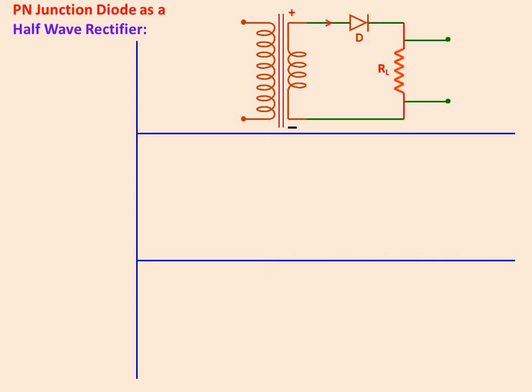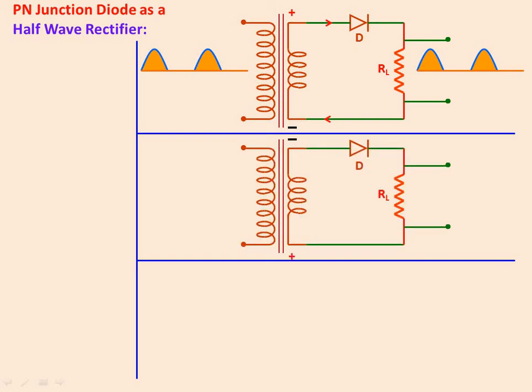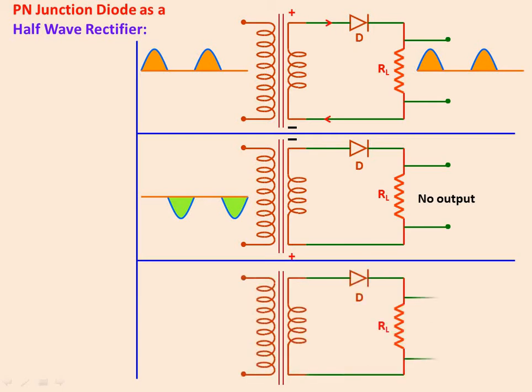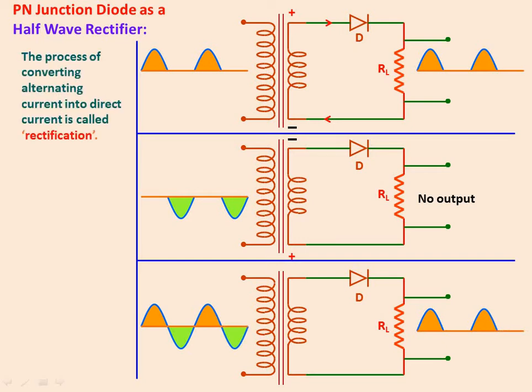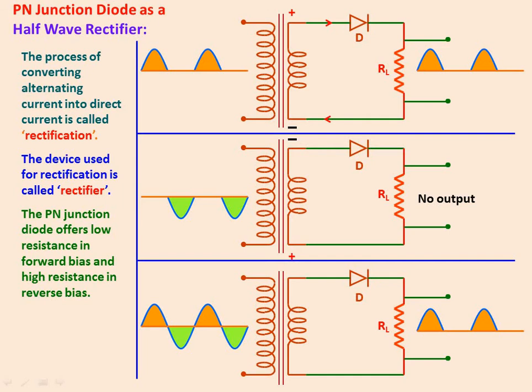Out of these applications, the first one is the rectifiers, and in the rectifier we are going to discuss the half wave rectifier. Half wave rectifier, the name itself says it: only half of the wave. Let's first understand what we mean by a rectifier, and how we can use a diode in the process of rectification.